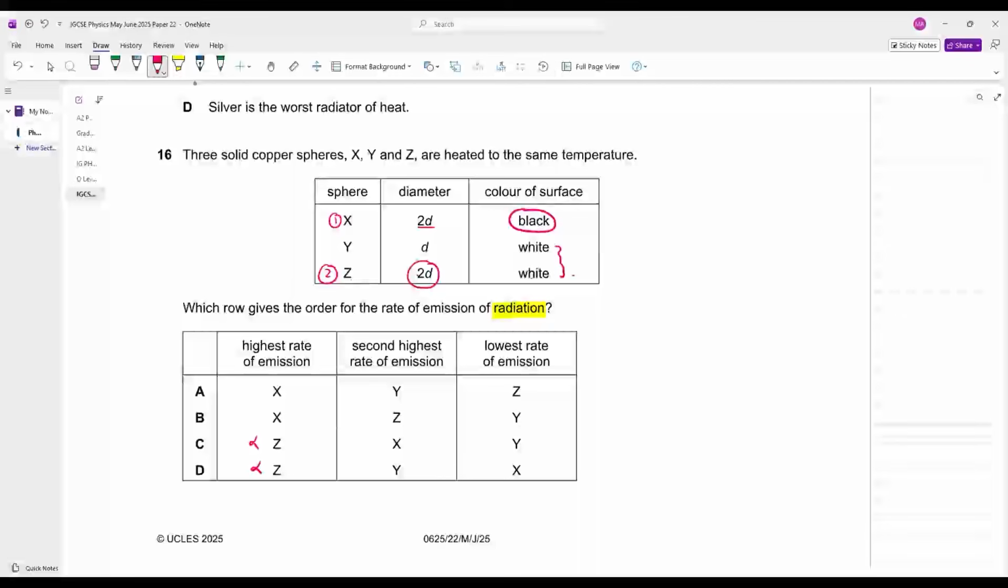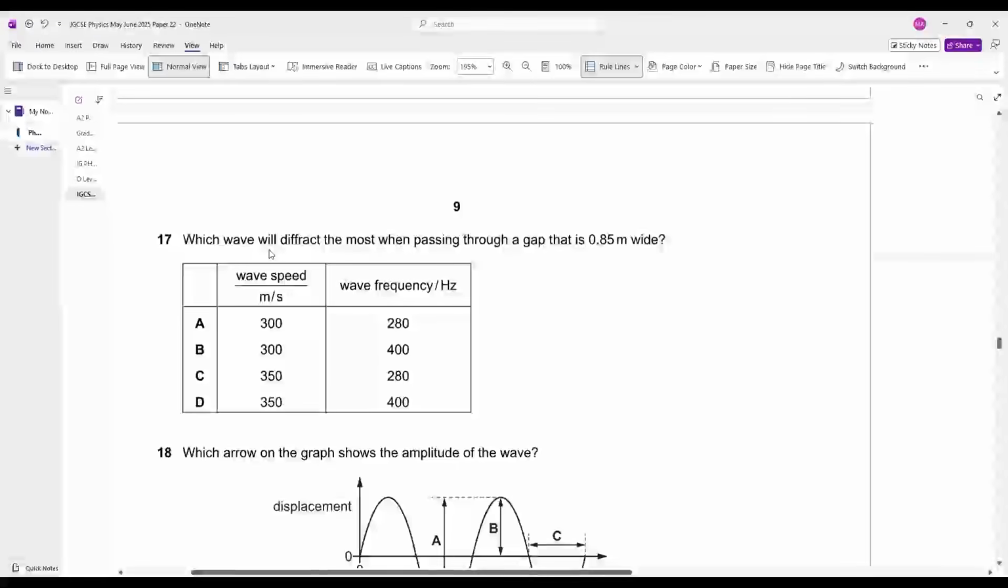देन यू विल हैव द लोएस्ट इन द फॉर्म ऑफ Y. फर्स्ट X होगा, सेकंड Z होगा, थर्ड Y होगा. B इज योर आंसर. सिंपल. लेट्स मूव ऑन टू क्वेश्चन 17 बेटा.